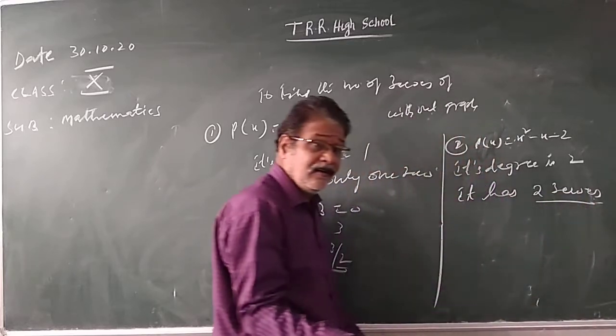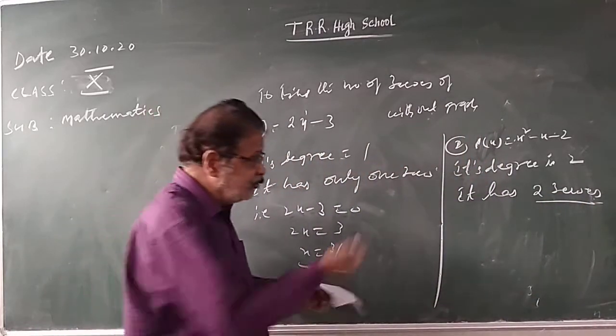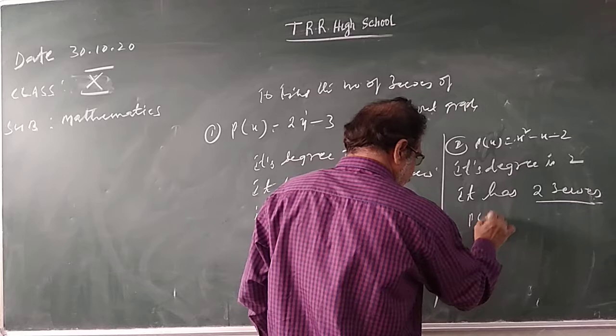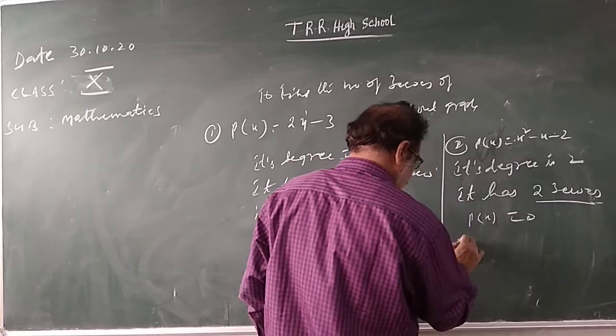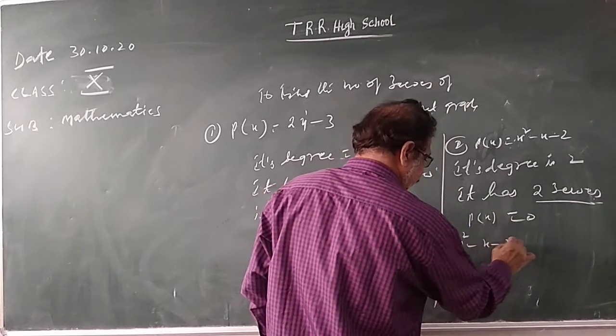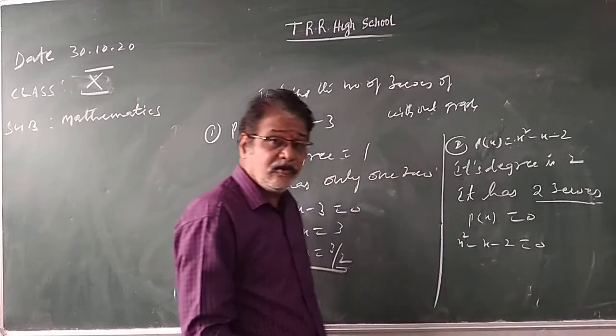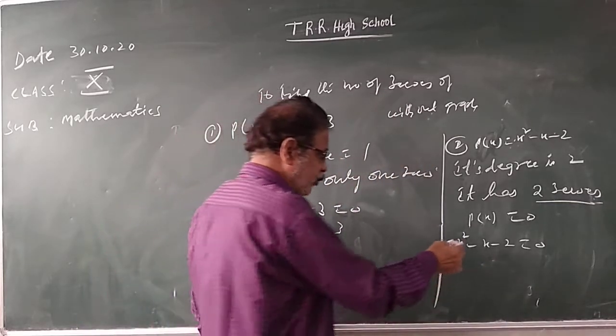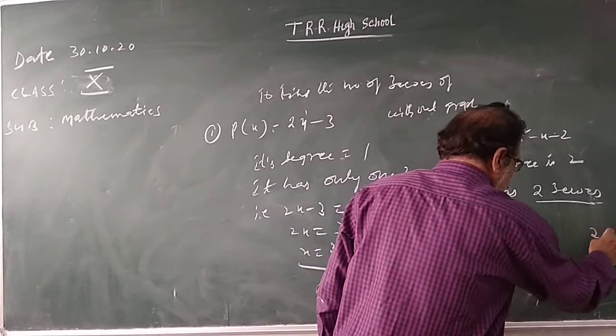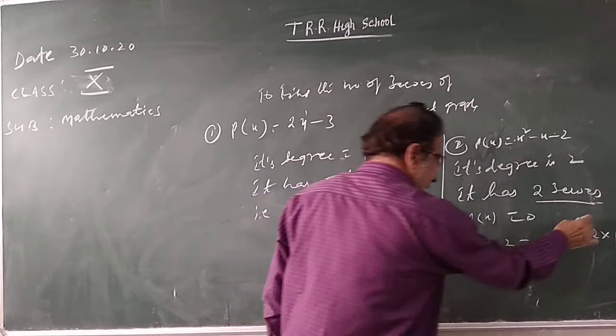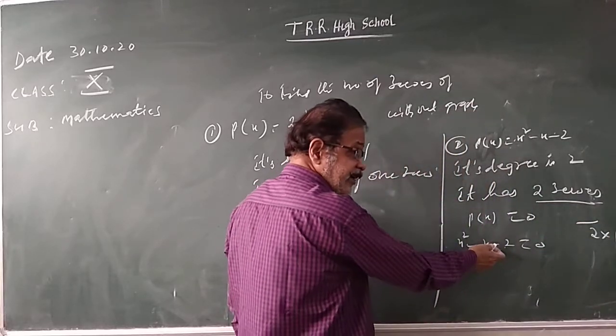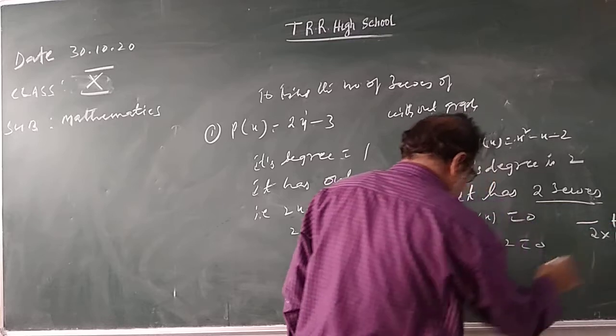What are those 2 zeros? You should solve it. Take p of x equal to 0: x square minus x minus 2. Splitting the middle term, you know how to factorize. The middle term sign should be given to the greater factor. The constant sign is negative, so give the opposite signs.